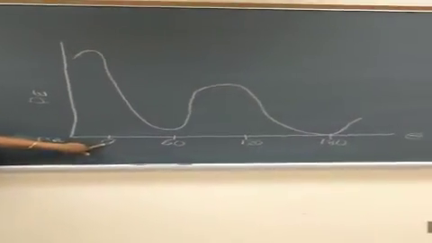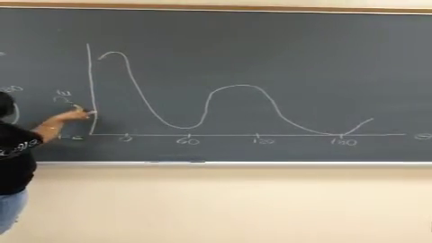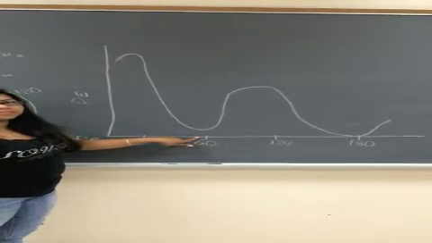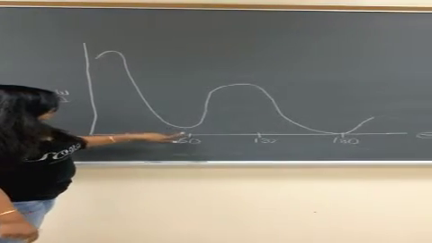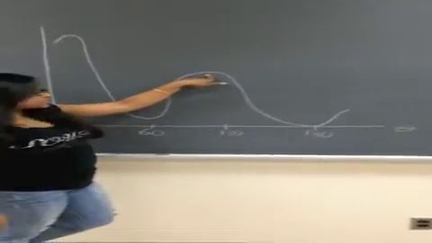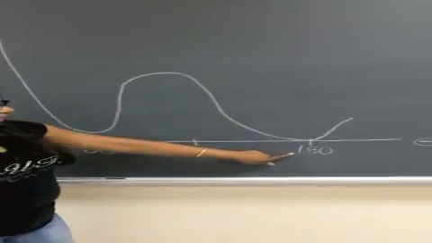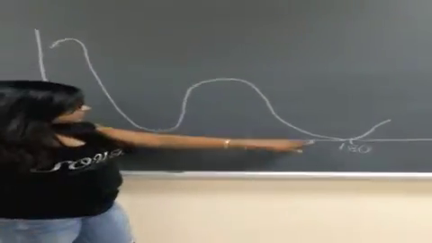At 0 degrees, potential energy is the highest. At 60, it's low but not yet completely stable. At 120, it's still high in potential energy but not as high as 0 degrees. At 180, the molecule is completely in a stable state.